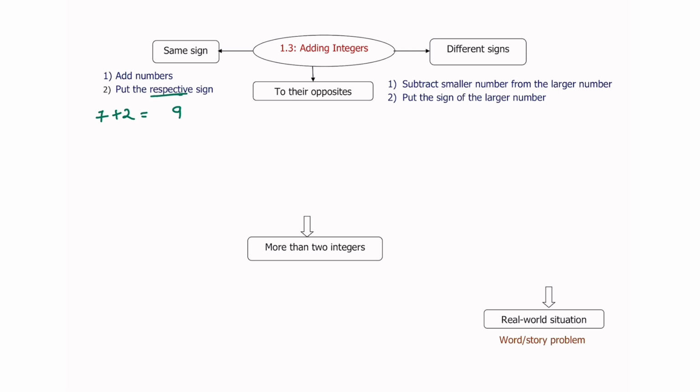What does this mean? Respective sign. Both the numbers are positive. We said it's the same sign. So it's positive, and it's positive. You don't need to actually put the sign. You just write it like this.